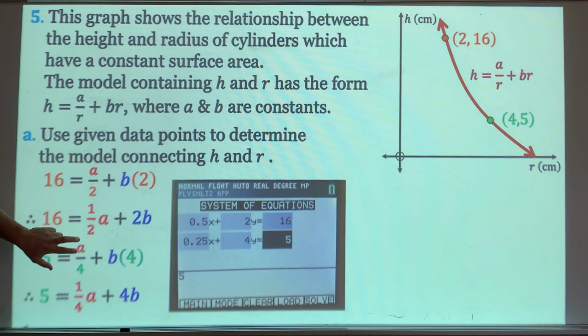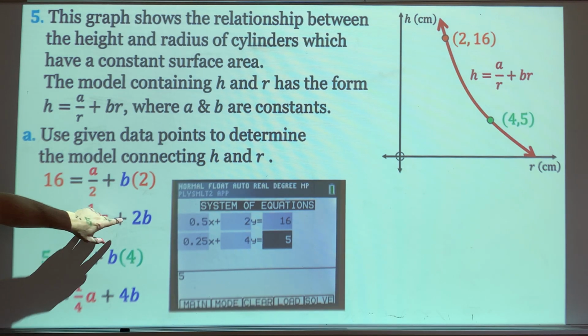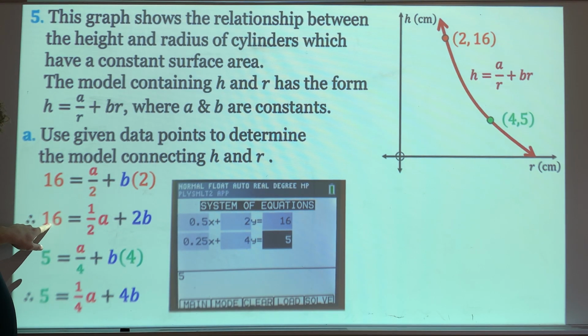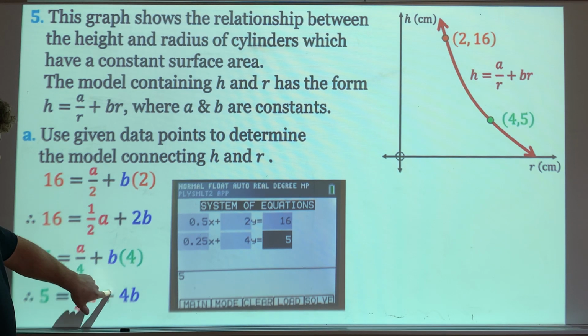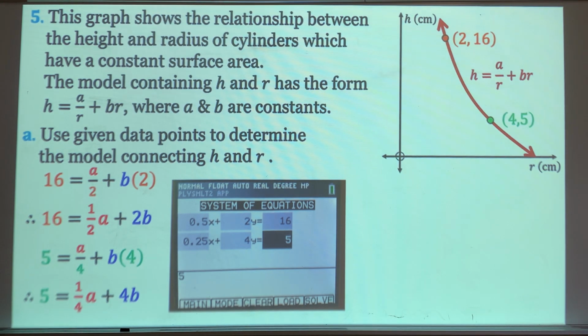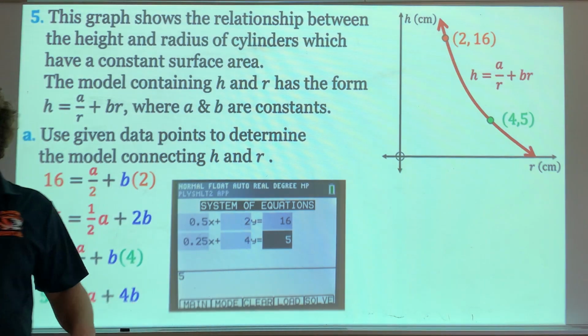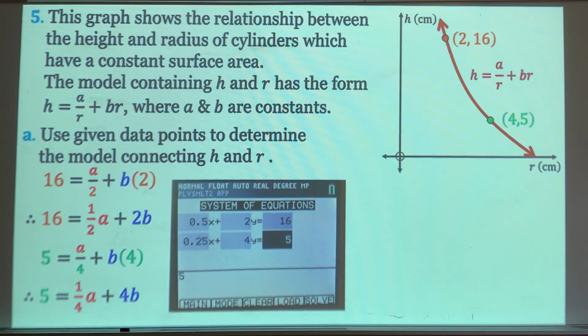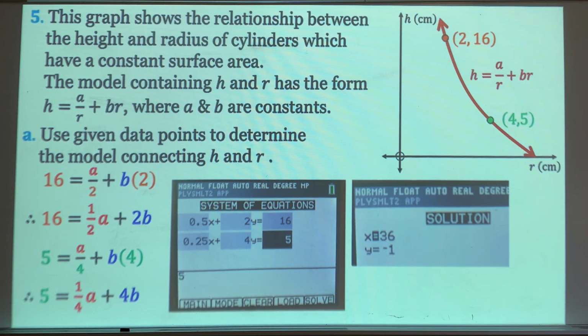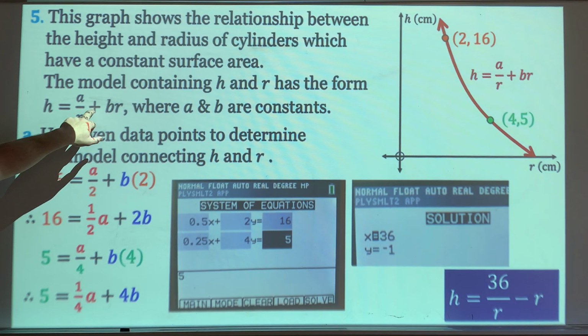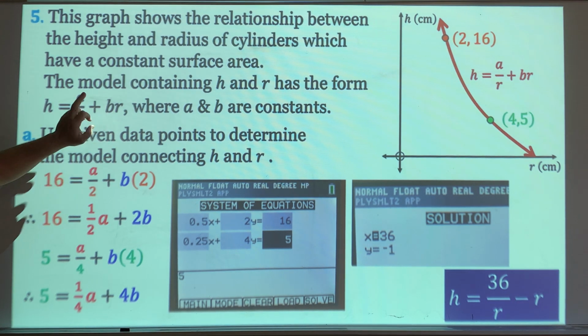When we type this in our calculator, we do 1 divided by 2 plus 2 equals 16. 1 divided by 4 plus 4 equals 5. This will never show fractions in here. It will always convert it to decimals. It gives us an answer, and our answer is x equals 36, y equals -1. So H equals 36 divided by R plus -1 times R, or just minus R.